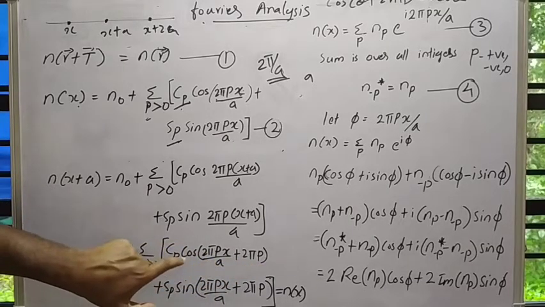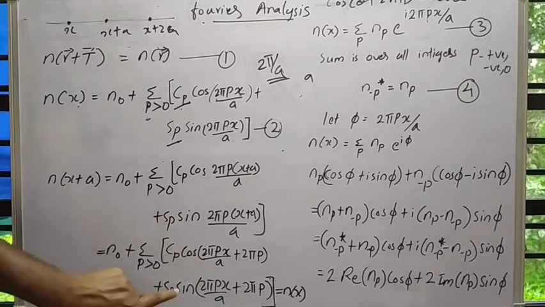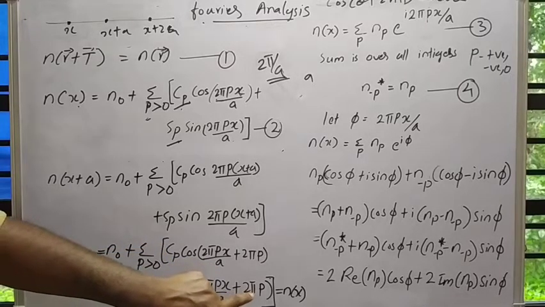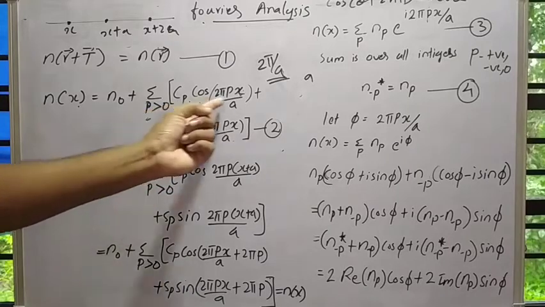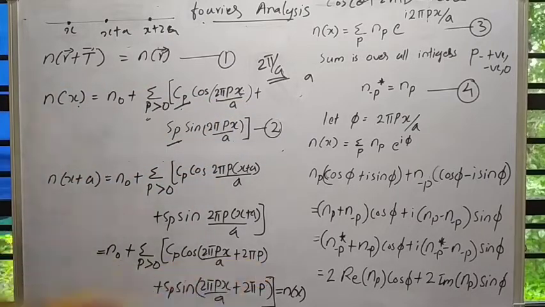Okay, that means cp cos 2 pi px over a, and sin(theta plus 2 p pi) equals sin theta itself, sp sin 2 pi px over a, and that is equal to n of x. We will get the same terms in this equation. That is equal to n of x.